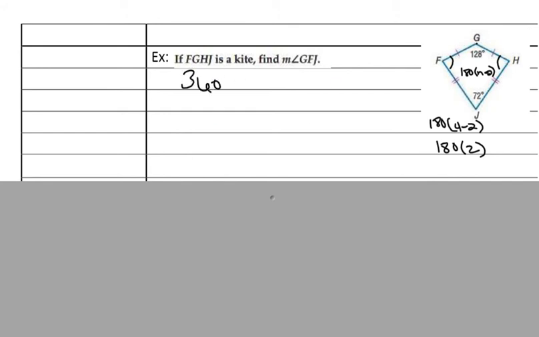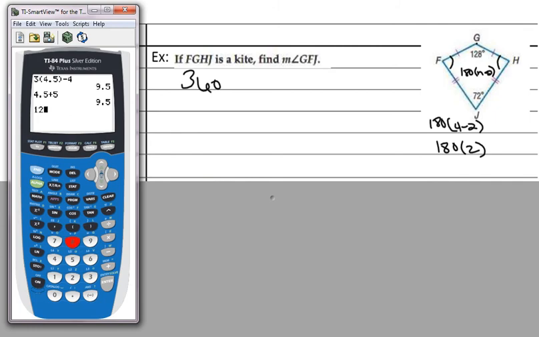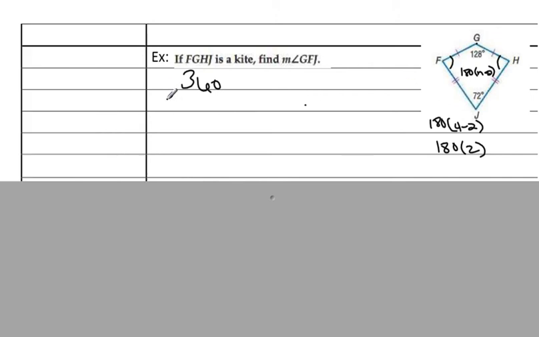Now what they've given us is 128 and 72 degrees. So they've given us a total of 200 degrees. So we can figure out what's left by subtracting 200 from 360, and we're going to get 160. And that 160 represents the measure of these two angles combined. So to find out what each angle is, we would divide the 160 by 2 to split it evenly between those two angles. So the measure of angle GFJ would be 80 degrees.